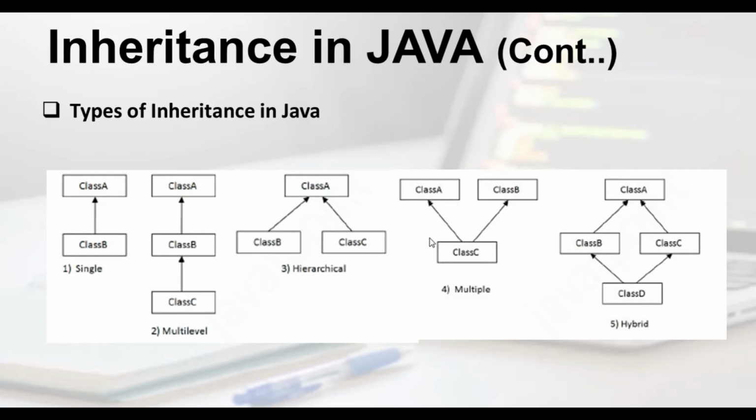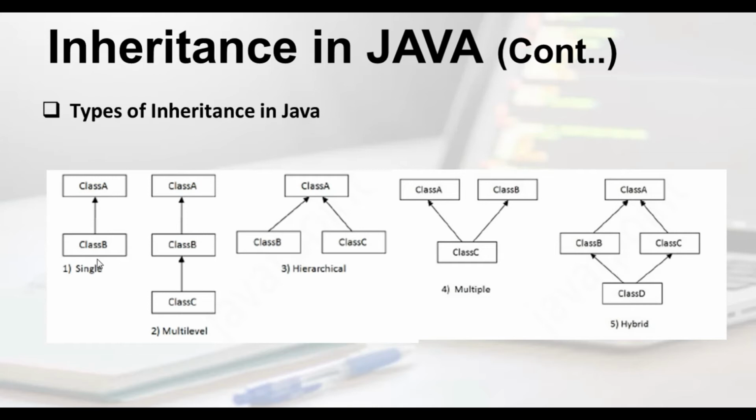And the last two, that is multiple and hybrid, in which some functionality is like that, two superclasses are there and one child class is there. The same relationship is also found over here. But the last two, that is multiple and hybrid inheritance, are not supported in Java. Why? Because to reduce the complexity and simplify the language, multiple inheritance is not supported in Java. But it can be possible using interface, that we'll learn later on in this video.